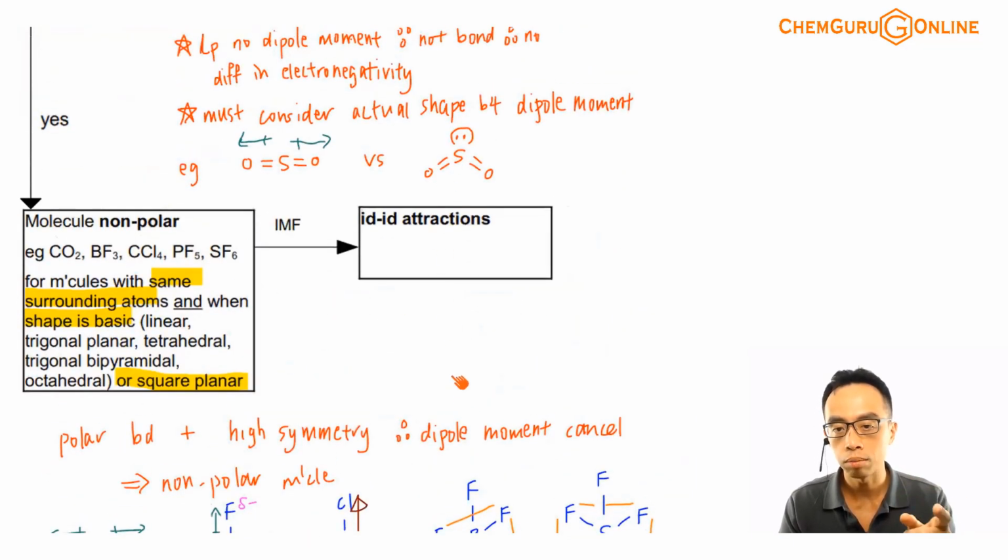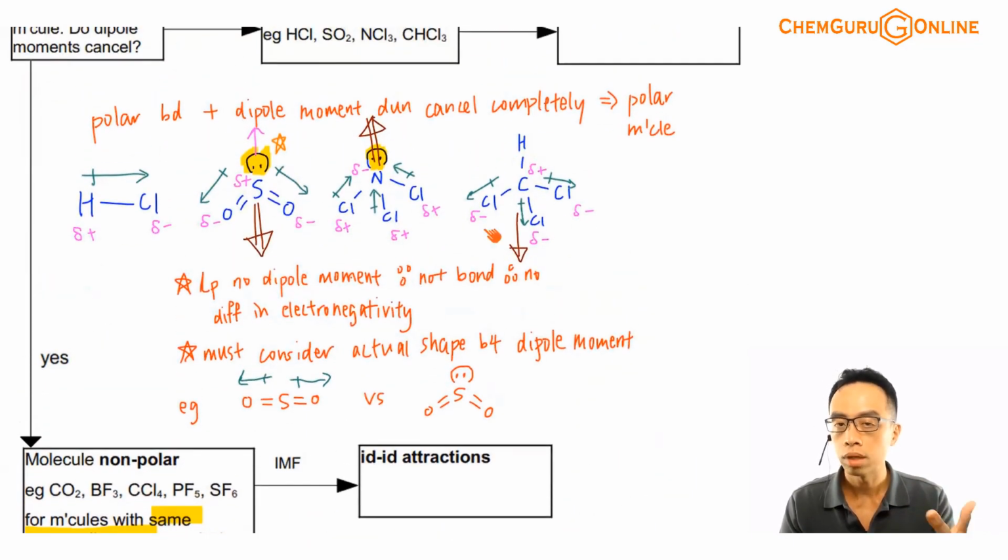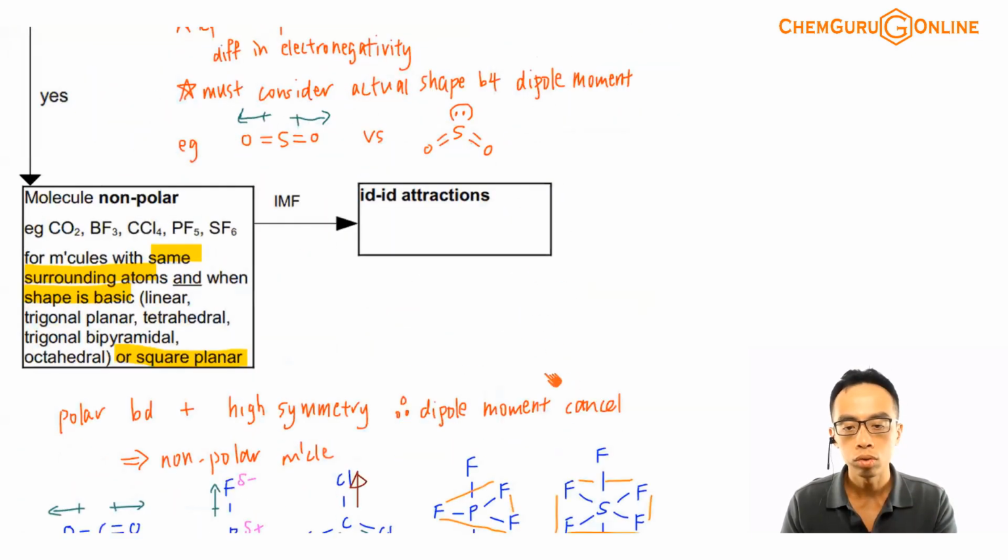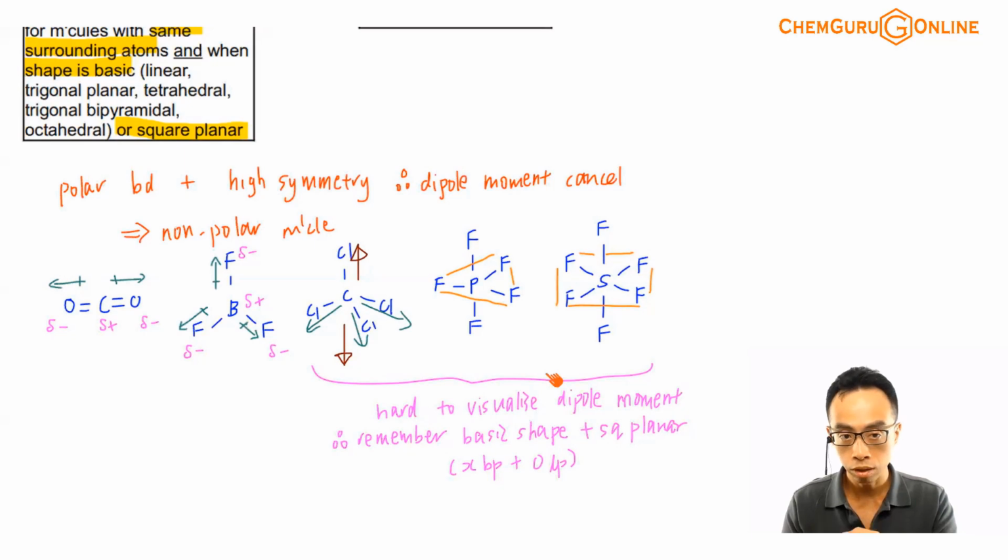Earlier we had an example involving basic shape tetrahedral configuration, but with three chlorine and one hydrogen. If I have three chlorine and one hydrogen, then this is no longer symmetrical. This guy will be polar. Okay? So we just need to remember basic shape, square planar, highly symmetrical, it will be non-polar. Then for other shapes like bent or seesaw or T-shape or trigonal pyramidal, square pyramidal, they tend to be polar.